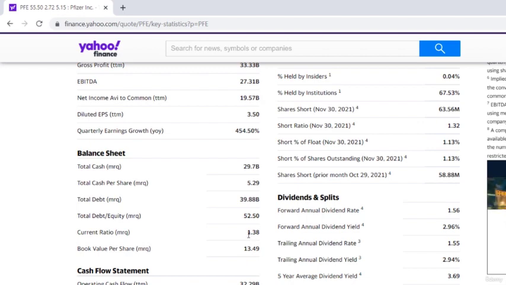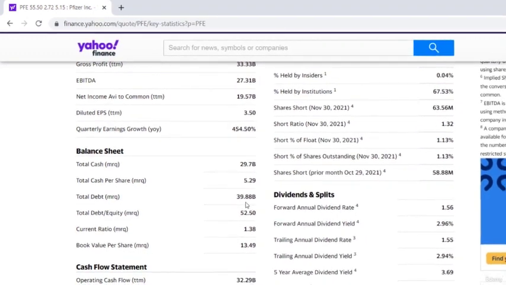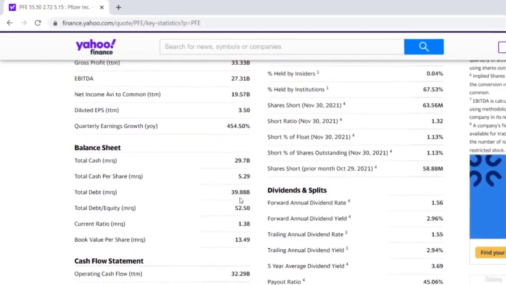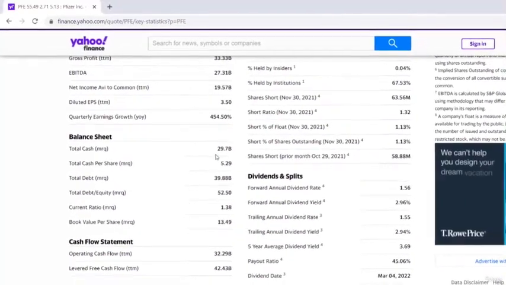This is a number where you definitely want to be above 1.0. Otherwise, if it's below 1.0, that means they're having trouble paying their current bills. 1.38 is fine, right? So they're able to pay their current bills, carrying a little bit more debt. But one thing to look at too is they've got a lot of cash on hand, $29.7 billion in cash, and their total debt's a little over $39 billion, let's call it $40 billion. So they can actually service that very well from the cash they have on hand, or a lot of it.